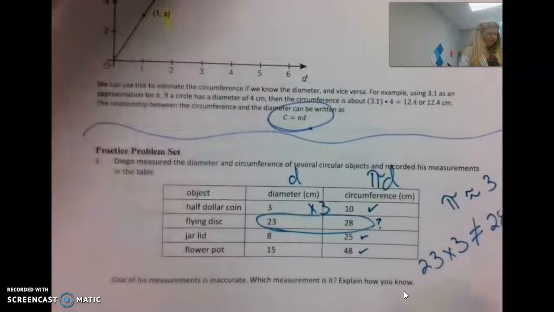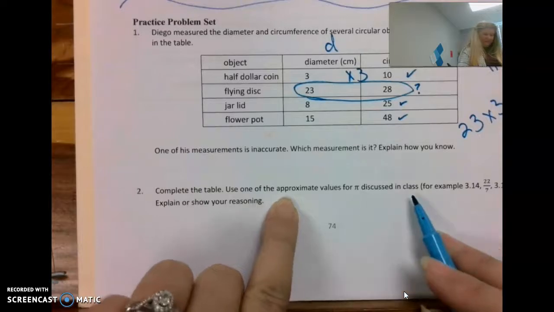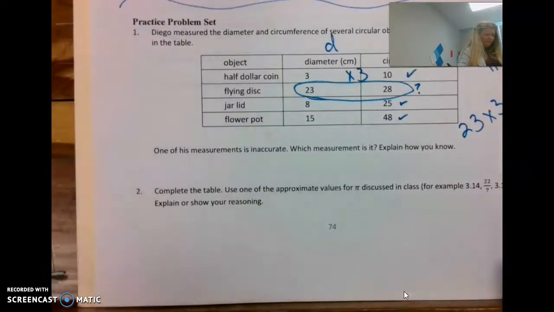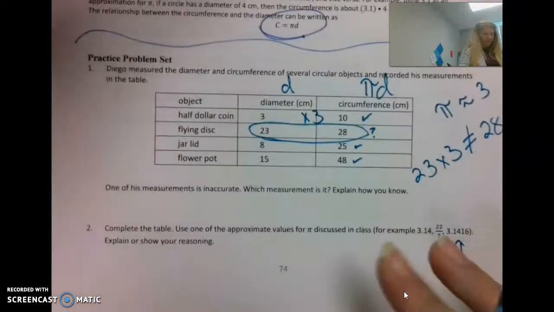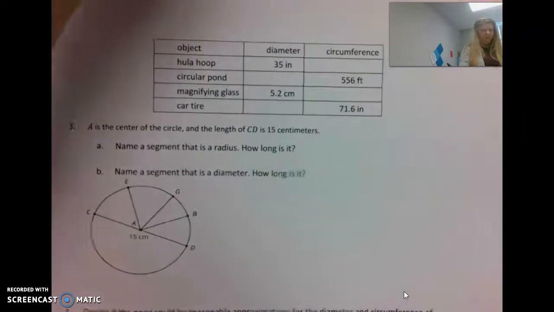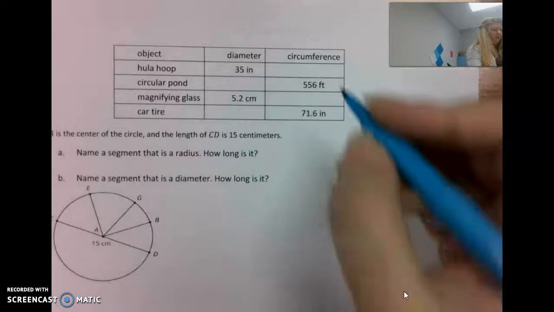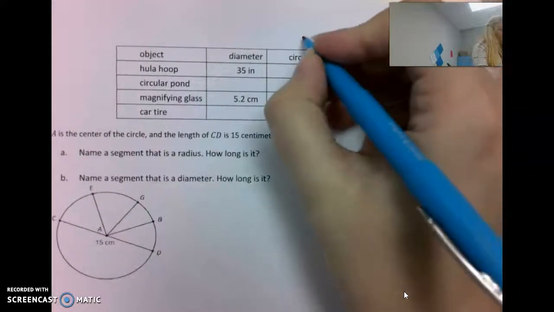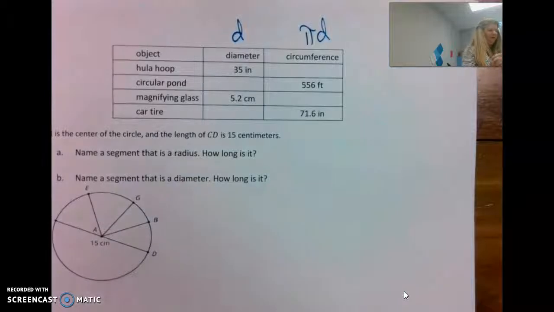Okay, so we're going to complete a table, it's number 2, and we're going to use one of the approximate values of pi discussed in class, so we could use one of these. We didn't talk about this, but that's just more digits of pi. And explain or show your reasoning. So, here's my table. There are different objects, fun stuff, pawns, magnifying glass. Okay, and the circumference we know is pi times diameter.